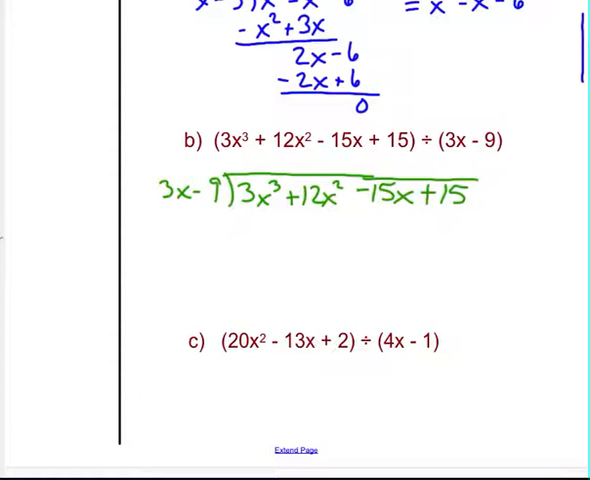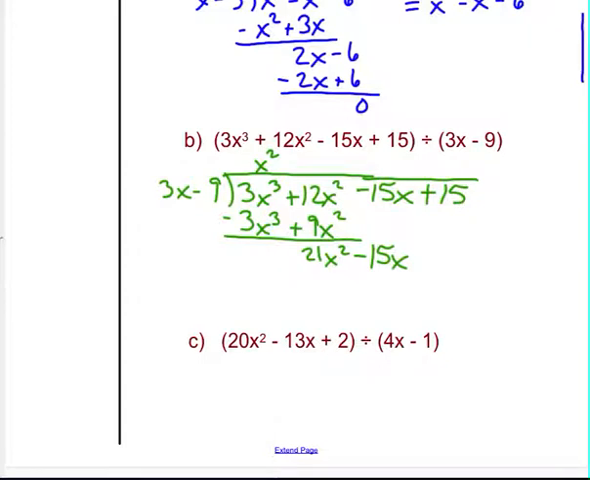Okay, so 3x goes into 3x cubed x squared times, because 3x times x squared is 3x cubed. X squared times negative 9 is negative 9x squared. Again, change the signs and add. So 12x squared plus 9x squared is 21x squared. Bring down the minus 15x.